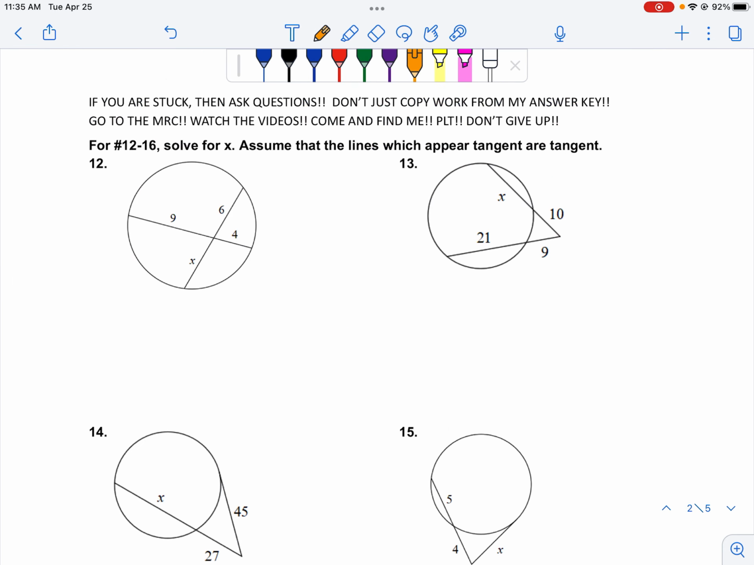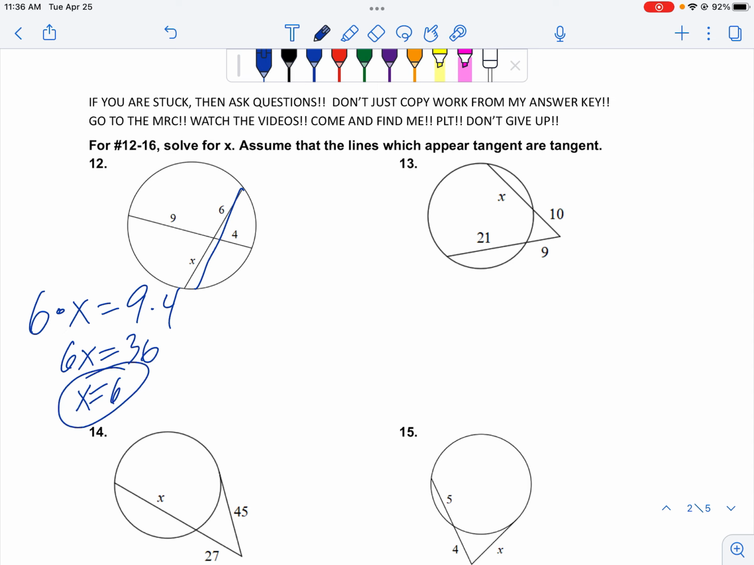All right, these are more segments in a circle. These are our power theorems. These were on our quiz. Okay, part times part equals part times part. It's a chord. 6 goes with the x, 9 goes with the 4. 6x equals 36, x equals 6.